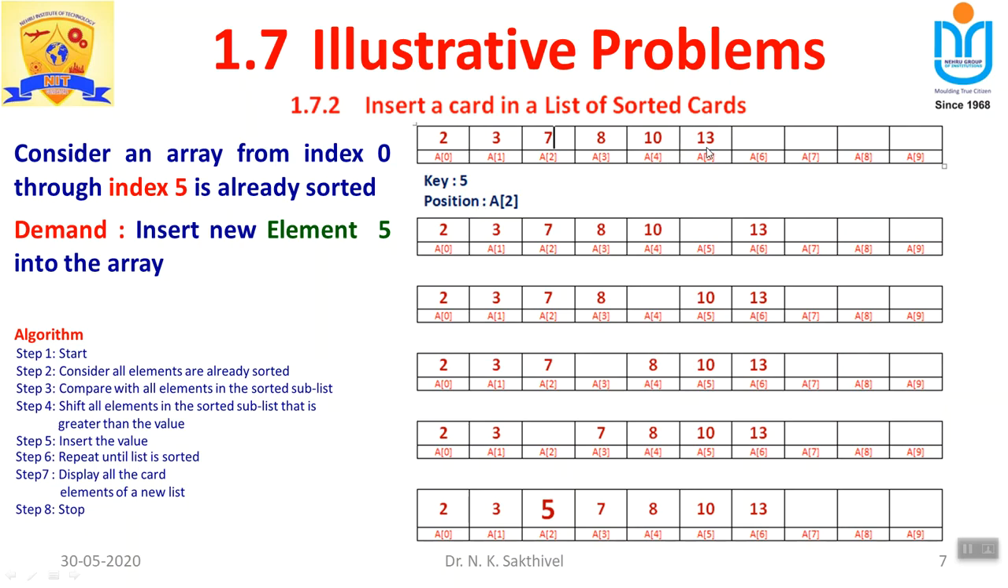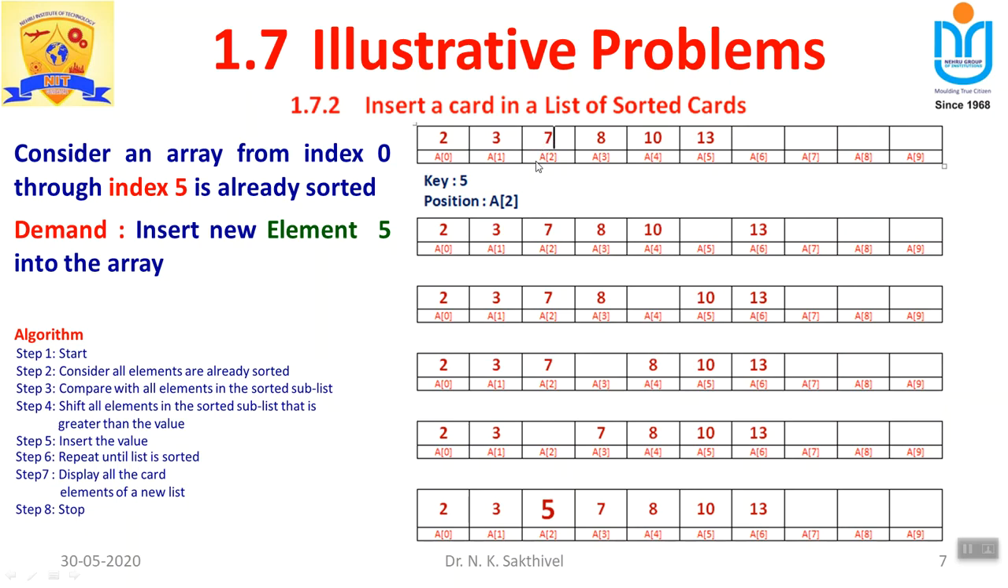5 is compared with 13. It is smaller. Then 5 is compared with 10. It is smaller. Then 5 is compared with 8. It is smaller. 5 is compared with 7. It is smaller. Compared with 3, it is greater. So now I am executing step 4. The outcome of this step 4 is that our algorithm understood the number I want to insert goes after 3, because 5 is greater than 3 and 5 is less than 7.